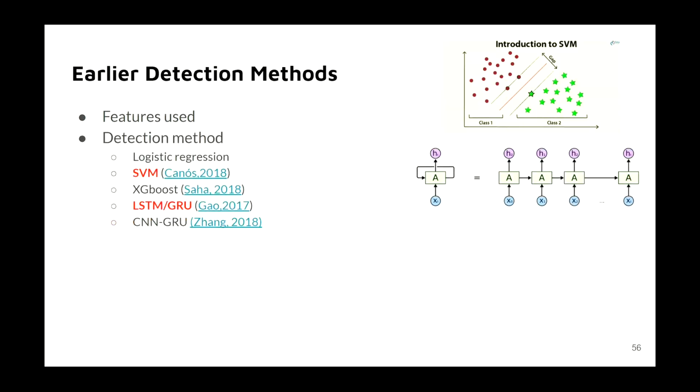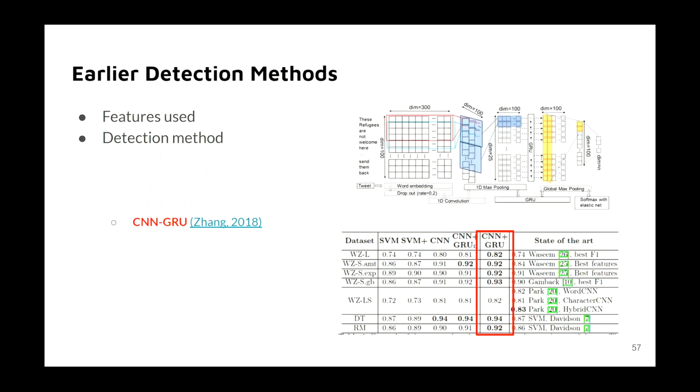Among the detection methods, SVM was a very popular method pre the deep learning era, and it also featured in many shared tasks. In the deep learning era, recurrent networks like LSTM and GRU were taking up, and one of the models, CNN GRU, was the past state of the art before the transformer models picked up pace.